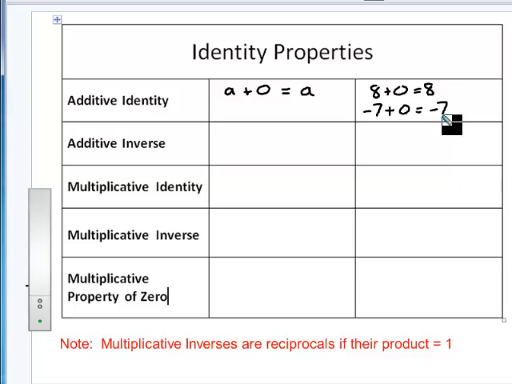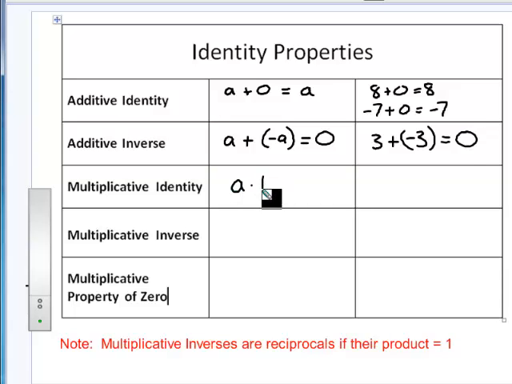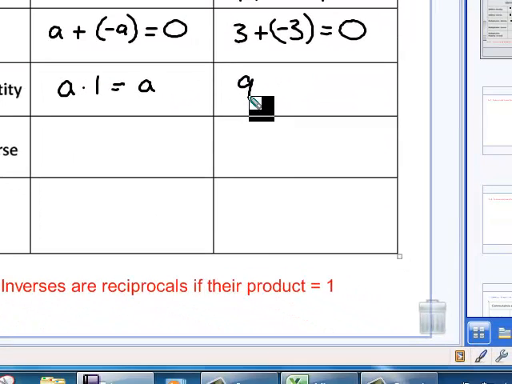Additive inverse. Okay, additive inverse says this: if I have some number A, and I add its opposite, negative A, I get 0. Quick example: 3 plus negative 3 equals 0. Multiplicative identity. All that says is if I take a number and multiply it by 1, I get that number back. How about 9 times 1 equals 9?